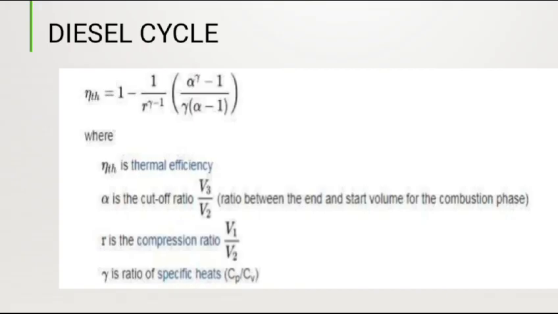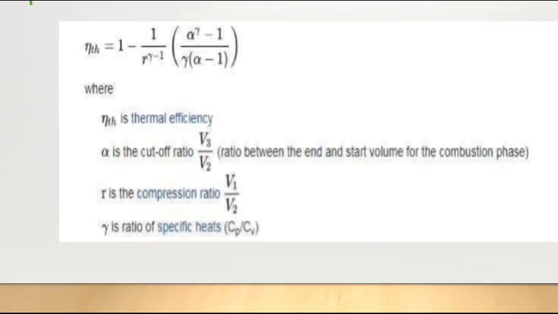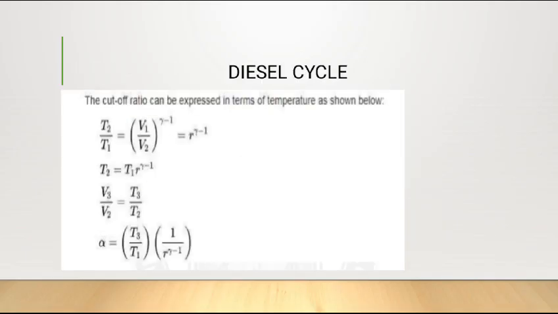The diesel cycle efficiency is η = 1 − (1/r^(γ−1)) × (α^γ − 1)/(γ(α − 1)). η is the thermal efficiency. Alpha is the cutoff ratio, V3 divided by V2. r is the compression ratio, V1 divided by V2. Gamma is the specific heat ratio, Cp by Cv. This is the relation expressed in terms of temperatures, shown below.